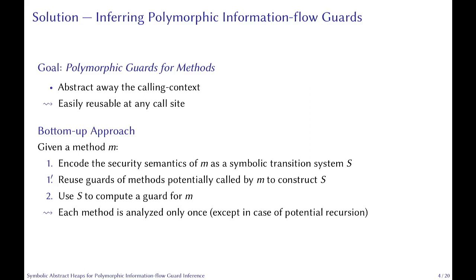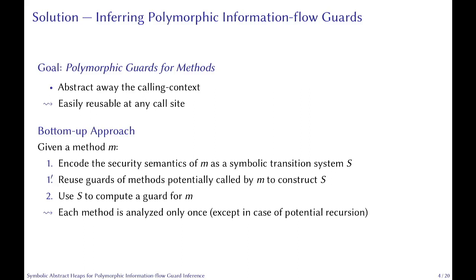We do this by generating a symbolic transition system, and then when we encounter a call to a method, we can reuse the guards we have already computed for the called method to construct the symbolic transition system S. And then we do some kind of analysis of S to compute a guard. Okay, I will detail that in the next slides.